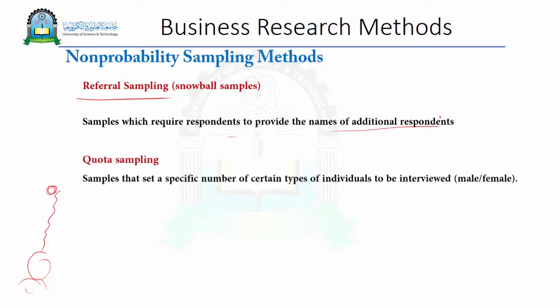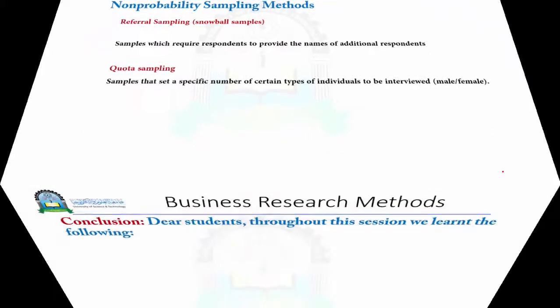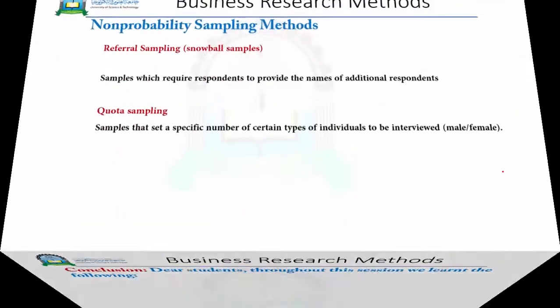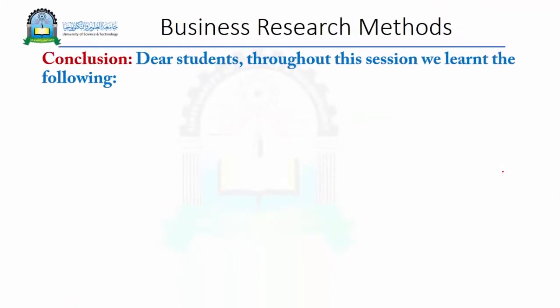So the last one is what we call the quota sampling, a sample that sets a specific number of certain types of individuals to be interviewed, male or female. If we have, for example, 60% male, 40% female, you need to divide them according to the quota and take from both groups. This is everything about the population and sampling in research and in business research.